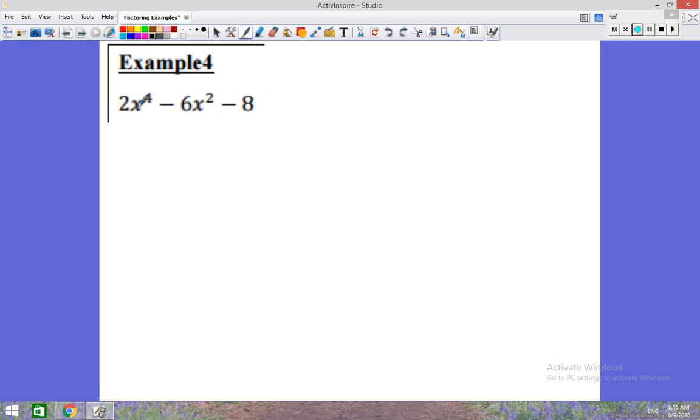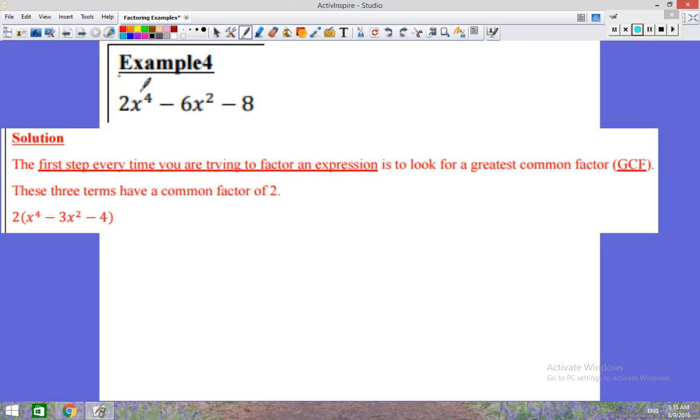But I also notice that this is x to the fourth. It's not a quadratic. It's not x squared. Well, when we're trying to factor that, like I say, we look and we see that we have the greatest common factor of 2, and I can factor that 2 out. And when I do that, I get x to the fourth minus 3x squared minus 4. So there's my new focus. This trinomial right here is what I'm going to try to factor.